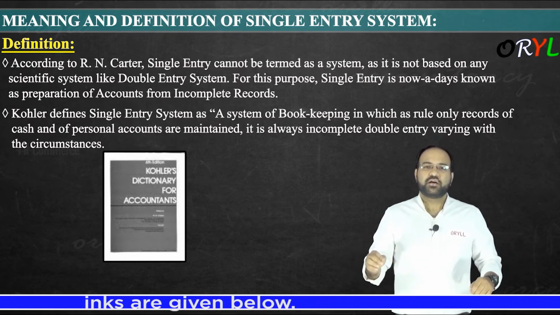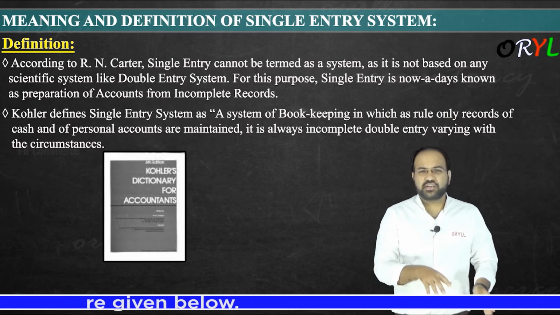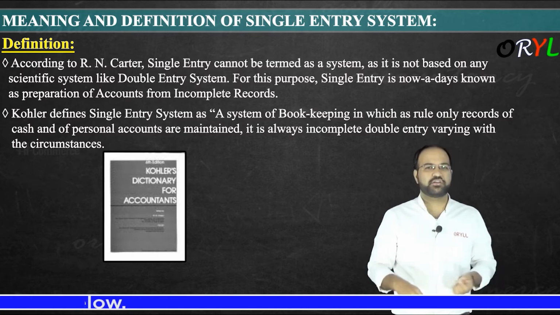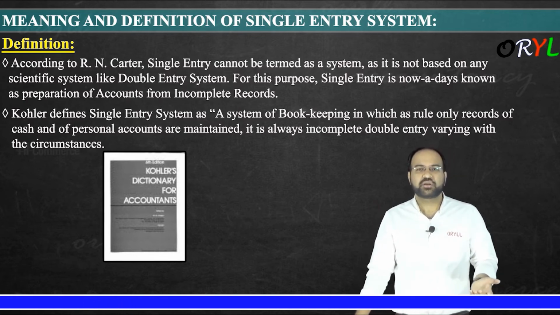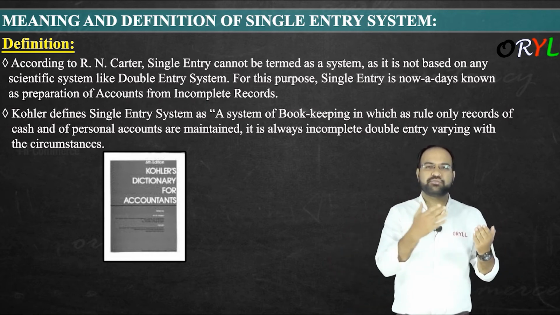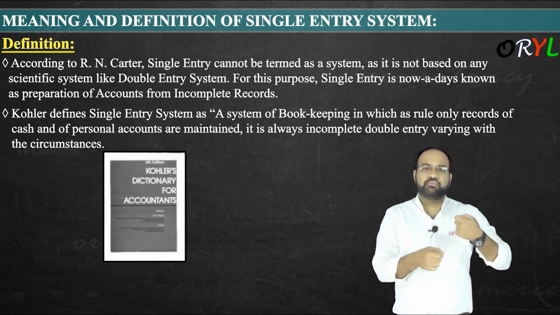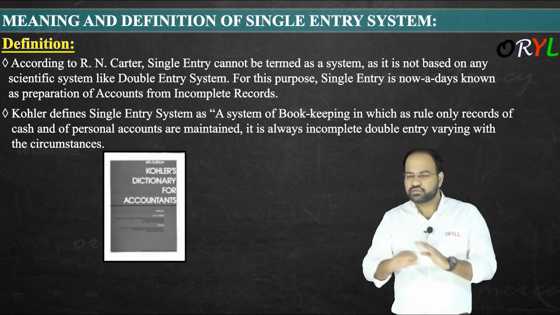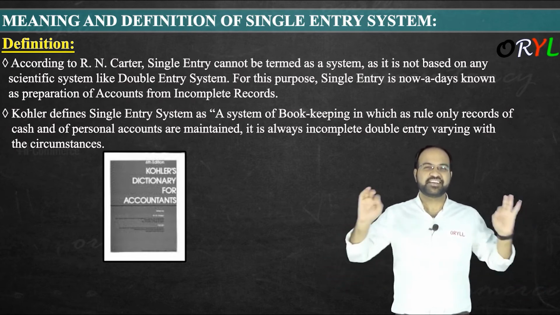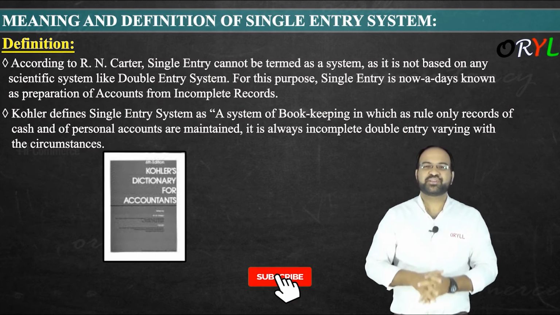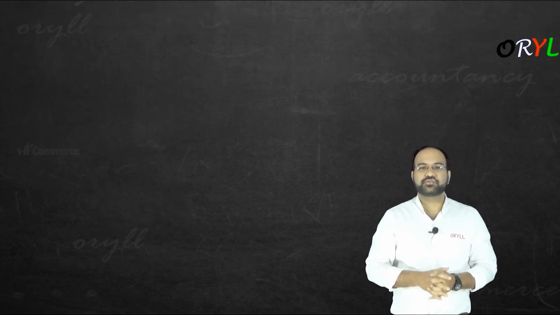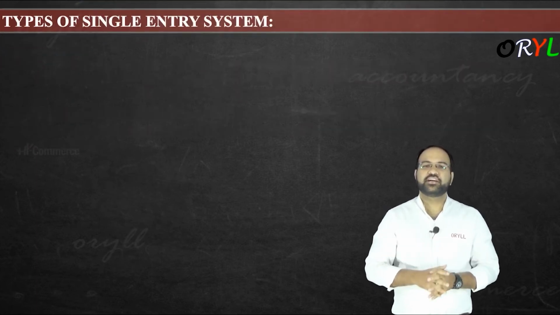Got it? But sir, is it compulsory that they will record only cash transactions? It depends upon the circumstances. Some of the retailers will write down the cash transactions also apart from the personal transactions, or some retailers will record cash as well as credit transactions. So it depends upon the circumstances. Some retailers may follow a bit more, some a bit less. So it totally depends upon them. But the only thing is, in all cases it is not complete, hence it is incomplete. Got it? So this was about the definition of single entry system.